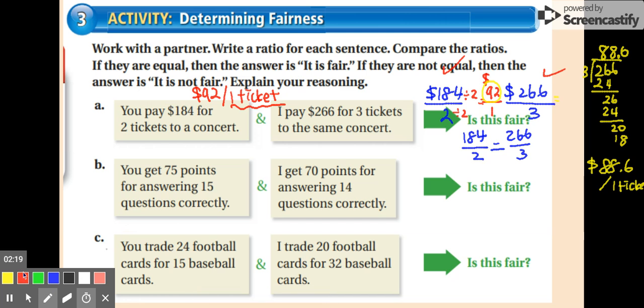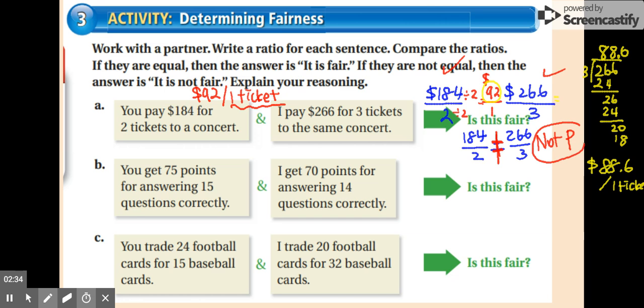It's not equivalent. So I have to put a little bar through the equal sign here. This means not equals. Okay, not equal. So this is not a proportion. So you may add "not P" because it's not a proportion.